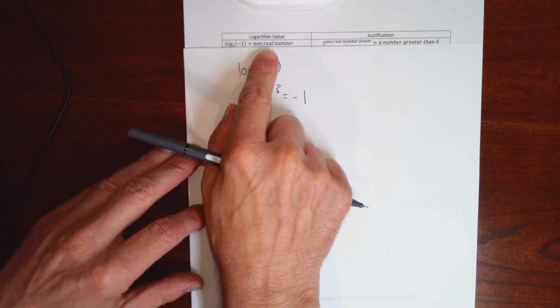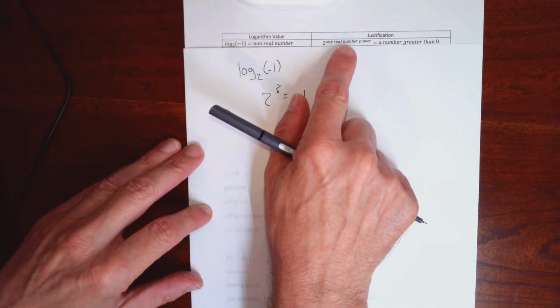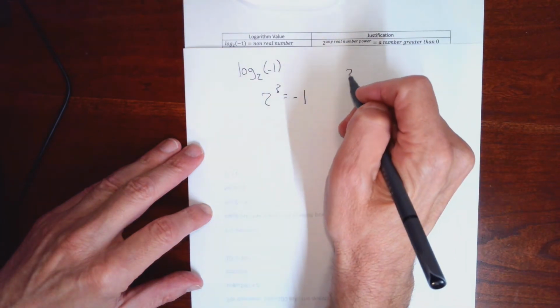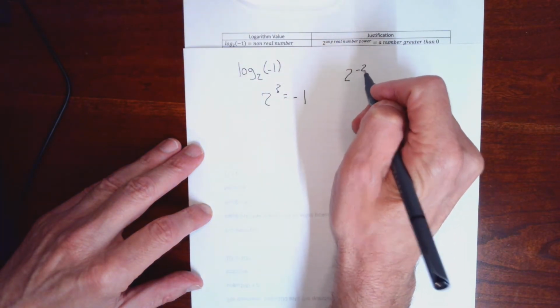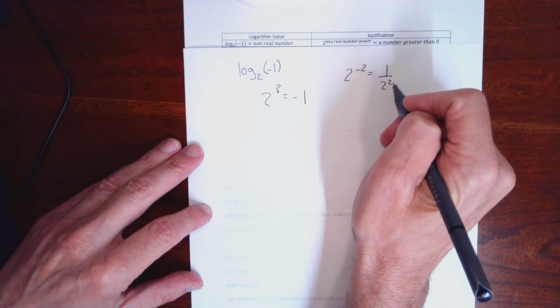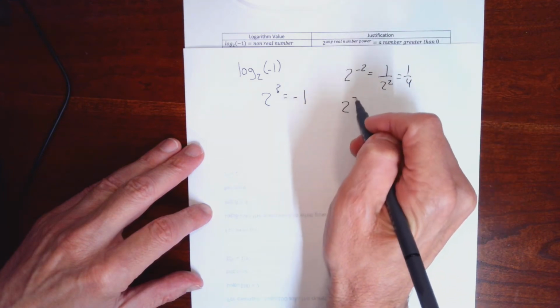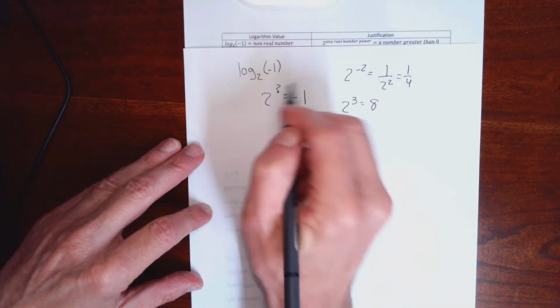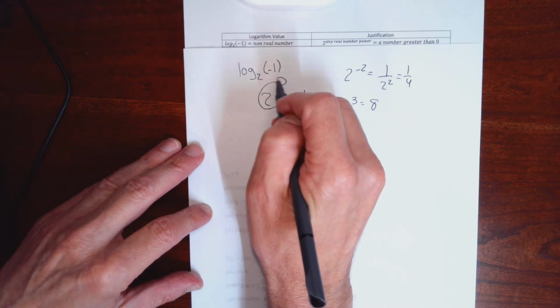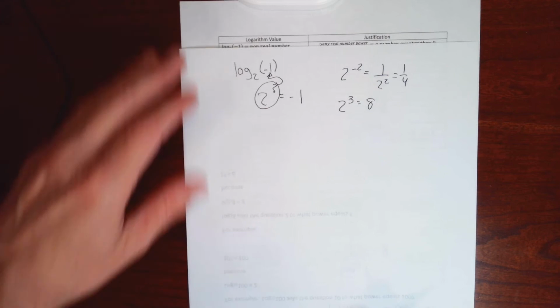Technically, it has an i in it, so I wrote it's a non-real number, because 2 to any power is not going to be a negative number. It's always going to be a positive number. If I raise 2 to the -2 power, it's not going to be a negative number. 2 to the -2 power is 1/4. If I raise 2 to the 3rd power, it's 8. There's no way to raise 2 to a power and get a negative number unless that power had an i in it. So that one has no solution.